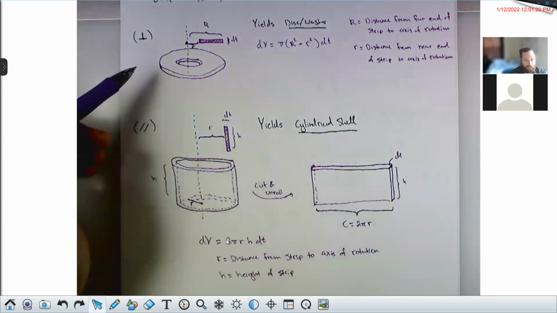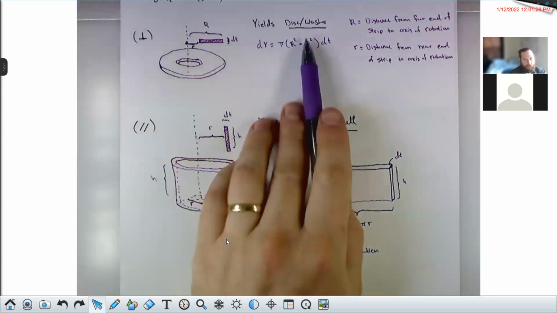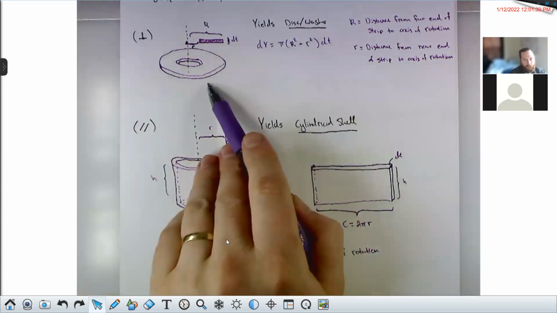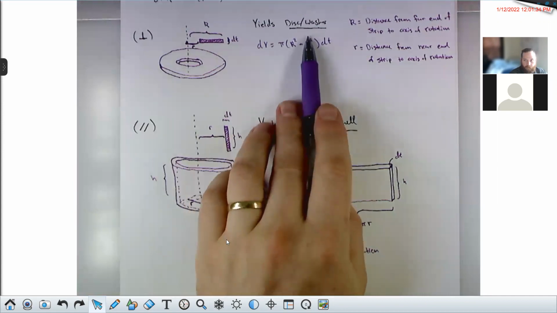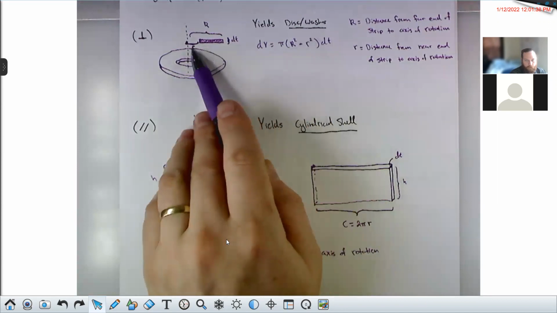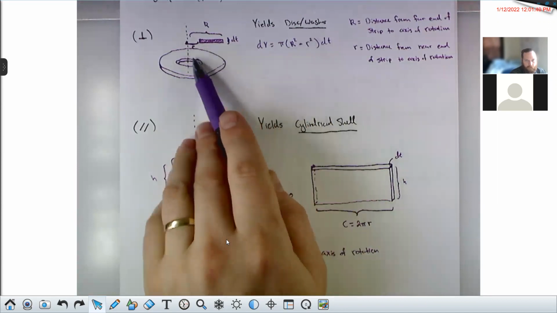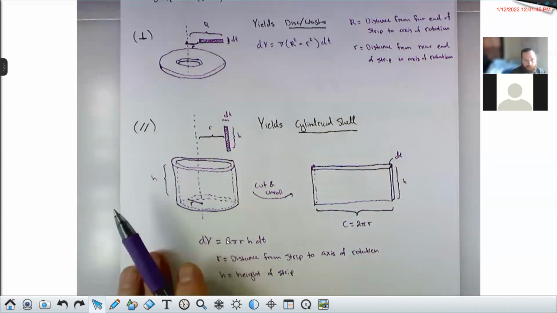6.2, 6.3. Disc washer, cylindrical shells. You might ask, this is a washer, not a disc, right? What happened to the disc? Well, if little r is 0, then this is a disc, right? If there is no gap between the strip and the axis of rotation, then there is no gap in here, and you just have a disc instead of a washer. So really, this is everything.